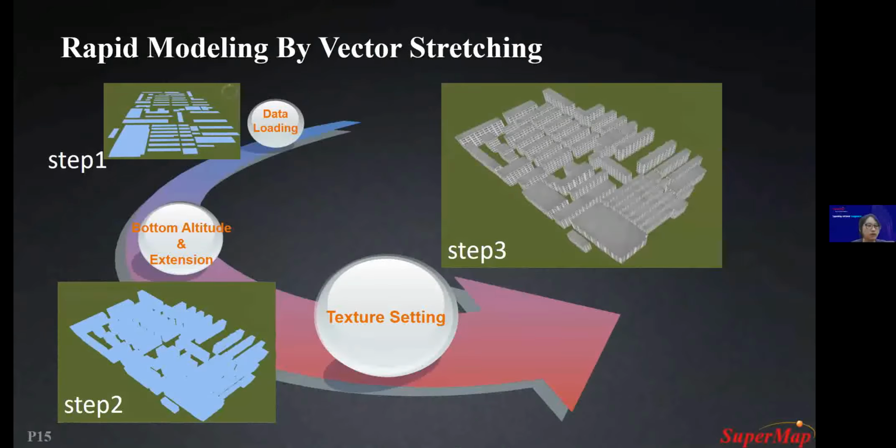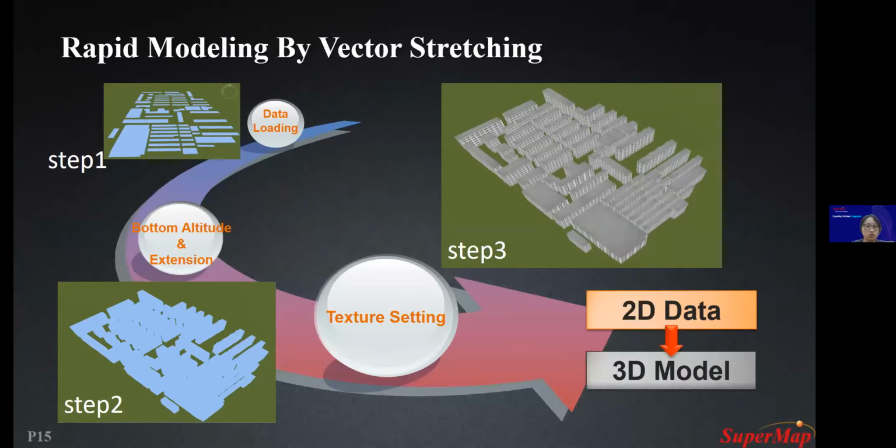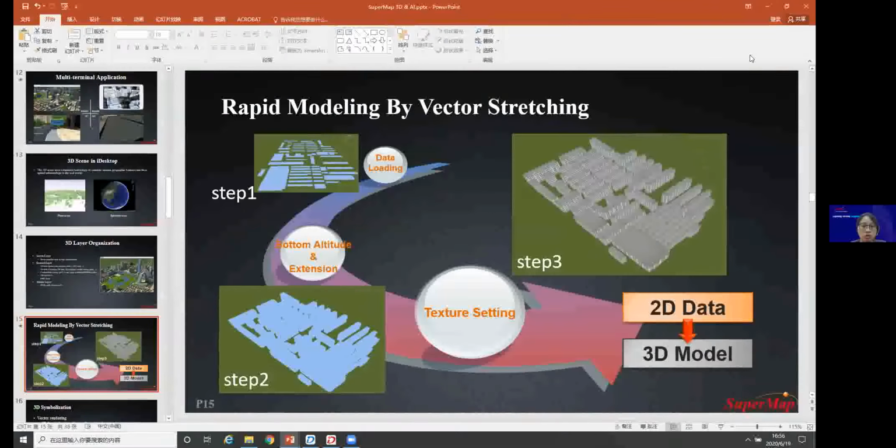Next we are going to do a demonstration to show how to quickly model from 2D vector data. Here we are going to stretch the 2D buildings to 3D models and add textures to these 3D buildings. Then let's open iDesktop.